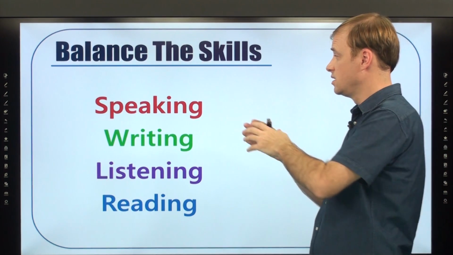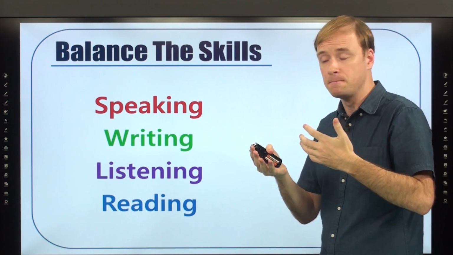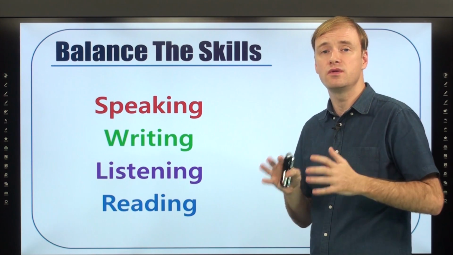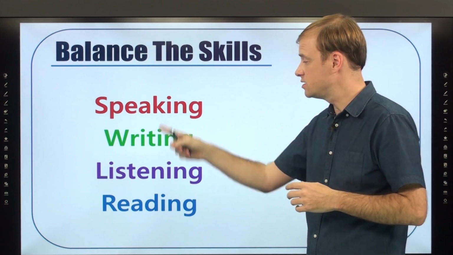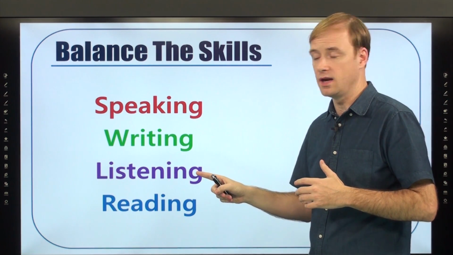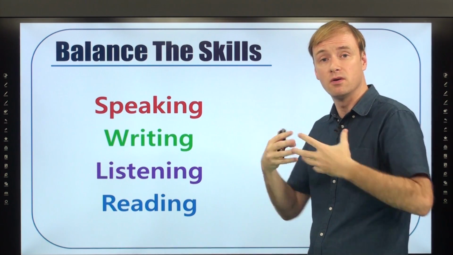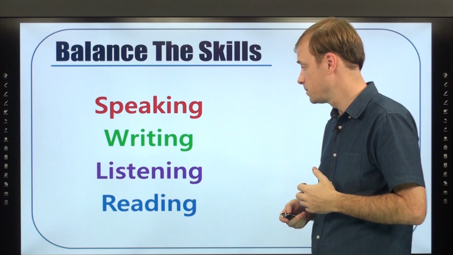So for example, speaking. A lot of my students, they're only practicing speaking, but they're not practicing writing, all right? Don't do this. If you are studying English, you have to practice all of these, okay? And if possible, integrated at the same time about a topic. This will really help you improve your English.